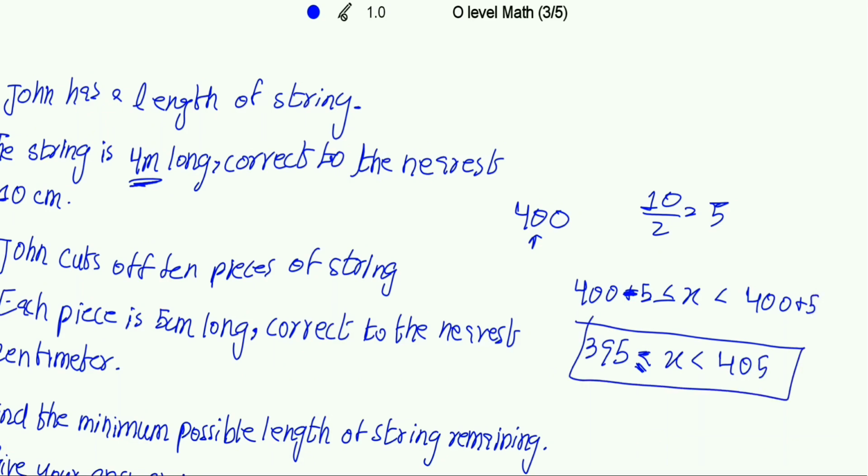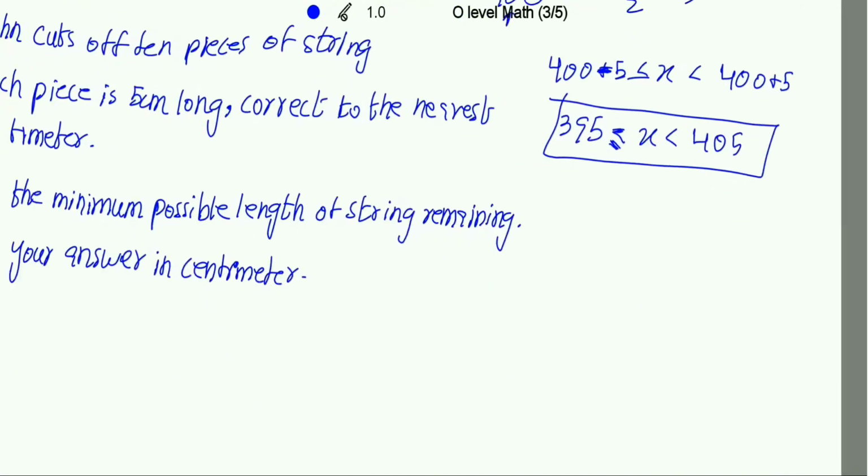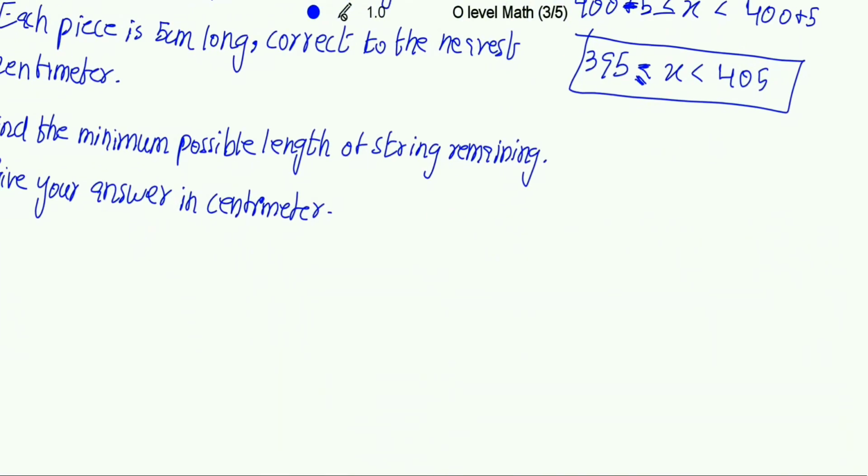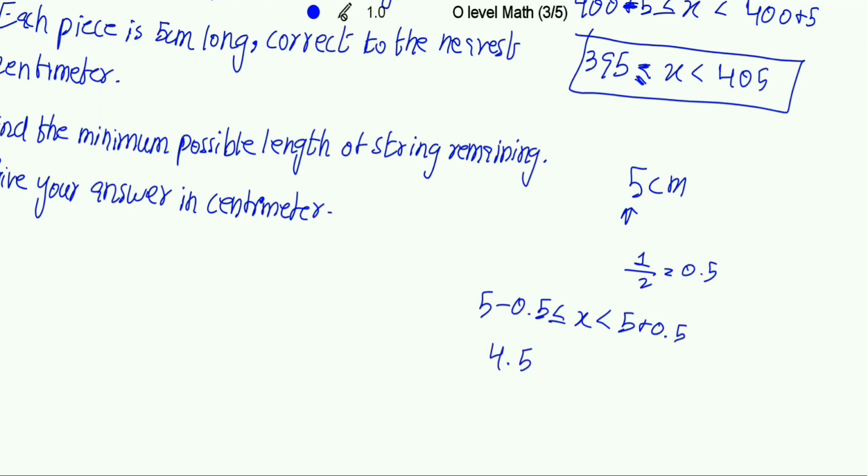Then it says John cuts off 10 pieces of string. Each piece is 5 centimeters long, correct to the nearest centimeter. Which means nearest to the centimeter, so 1 divided by 2 is going to be 0.5, and so 5 minus 0.5 and 5 plus 0.5. So it's going to be 4.5, and it's going to be 5.5.